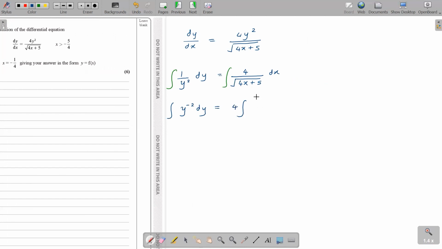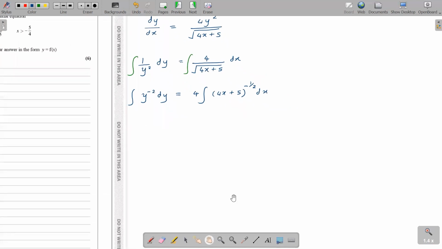And what do we have here? This is 1/√(4x+5). So take it out. You get (4x+5) to the power -1/2 dx. Are you with me? So now all you have to do is apply the integration rules. Okay, y to the power -2. What happens when you integrate? You add 1 to the power and divide, right? So y to the power -2, add 1. -2 plus 1 is -1. Divide by -1. Agreed?